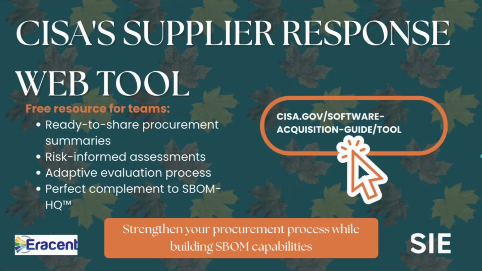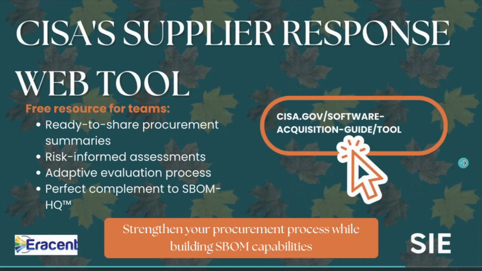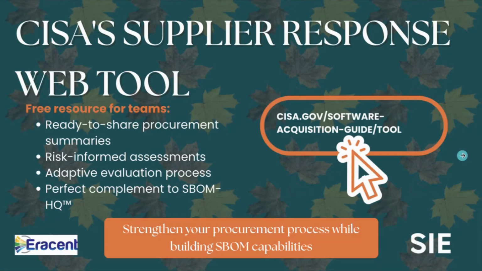And again, I know Stephanie mentioned this earlier, but there's one more resource that we really want you to take back to your teams today. It's free. That's right, FREE, free 99. It's CISA's new supplier response web tool. It's ready to share procurement summaries. It's got risk-informed assessments, adaptive evaluation processes, and it's a perfect complement to SBOM HQ. So if you want to take advantage of that, you can go to that website and strengthen your procurement process while building SBOM capabilities.